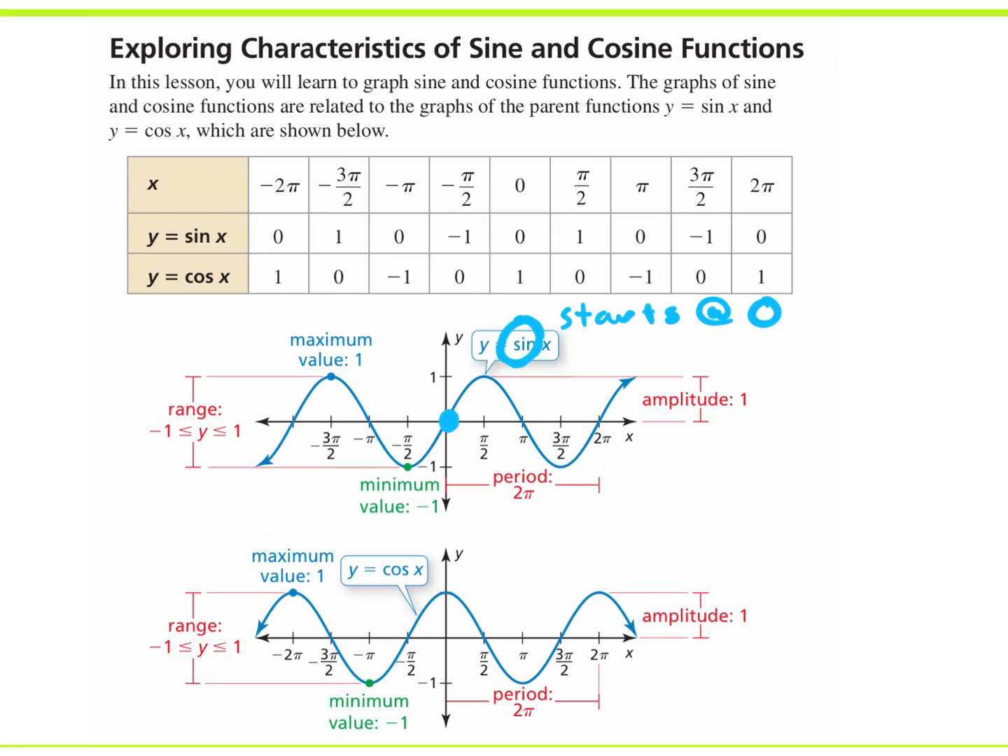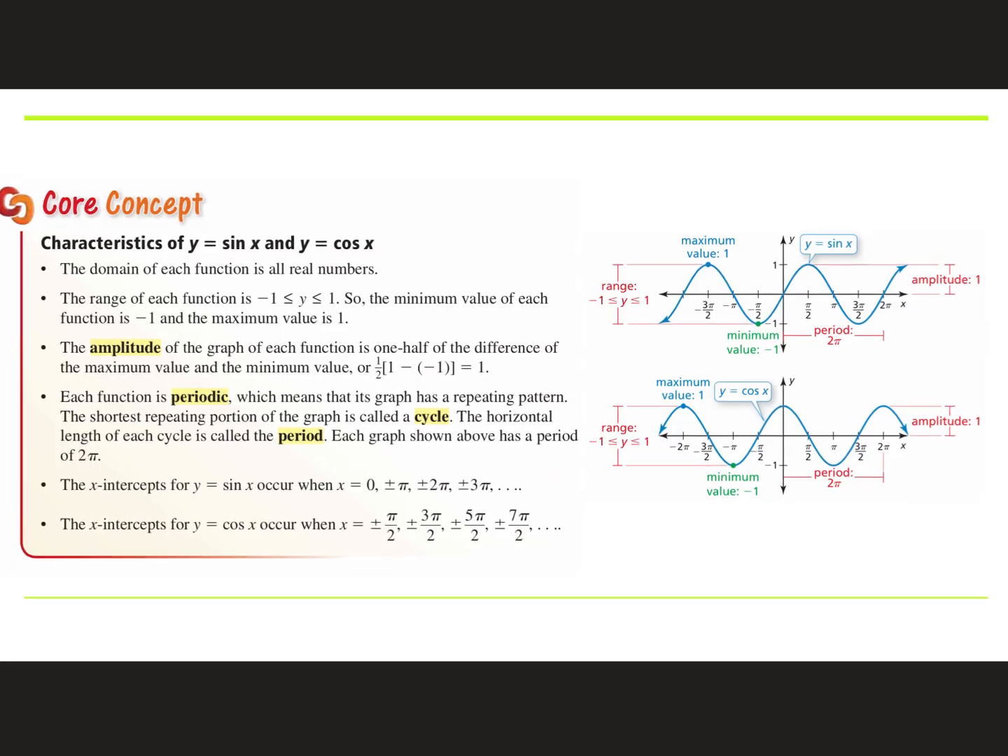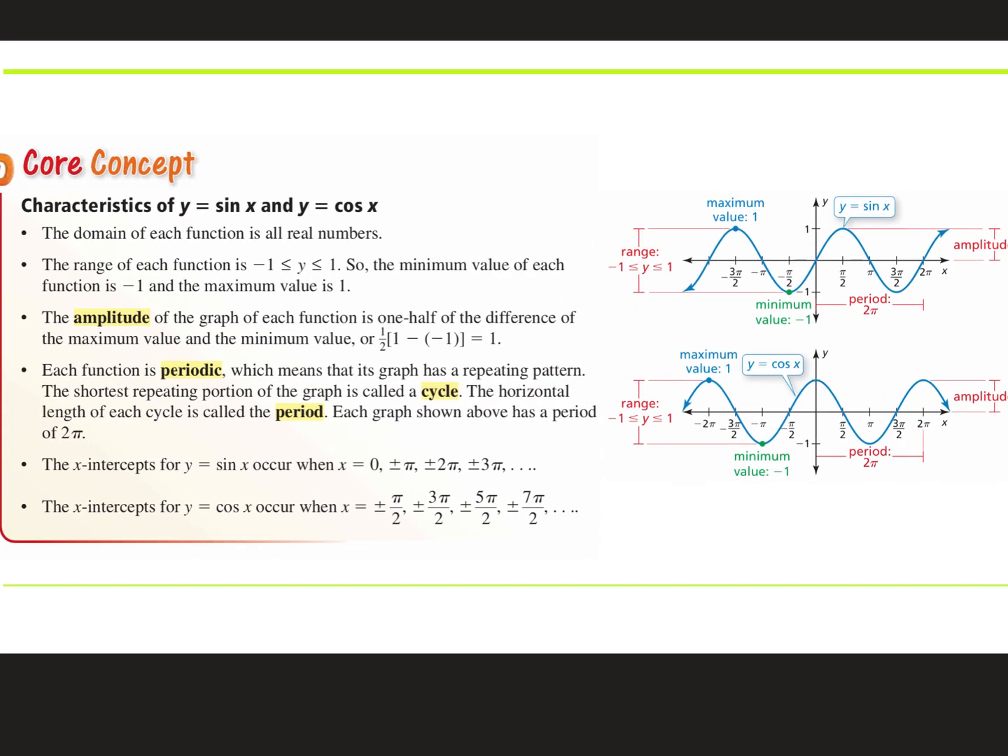Versus the cosine graph, the one on the bottom, here it starts at 1, but that number is going to change, so we're going to say it starts at the amplitude. And we'll talk about what the amplitude is and how we find that. So on the next page is where we have most of our vocab.